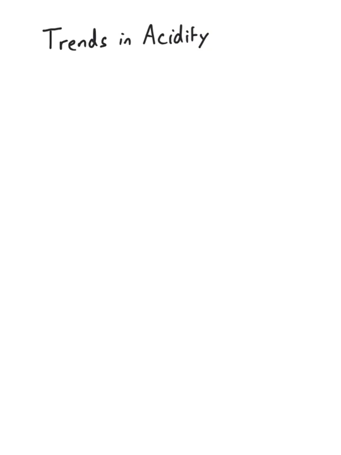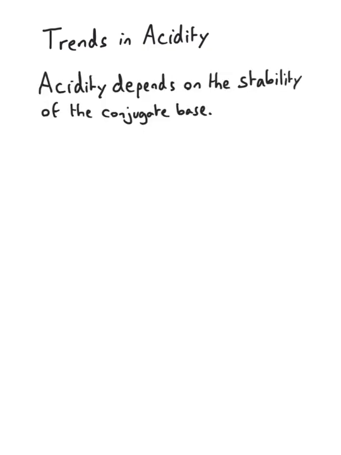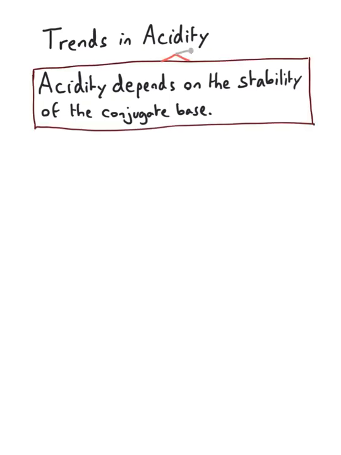This video is on the trends in acidity. It can all be summed up in one statement. Acidity depends on the stability of the conjugate base. If you apply this statement to any question regarding acidity, you are most likely to get the answer correct. What do we mean by it?